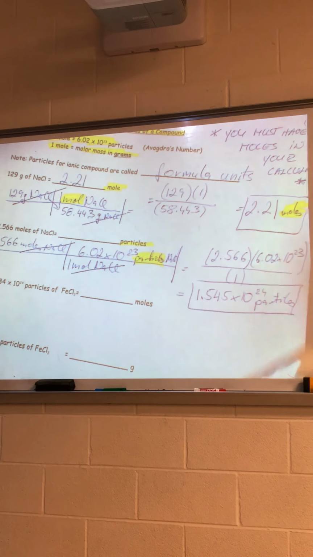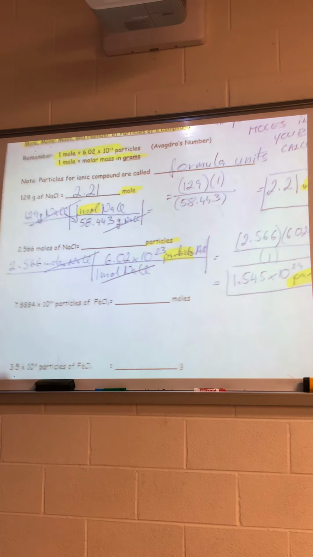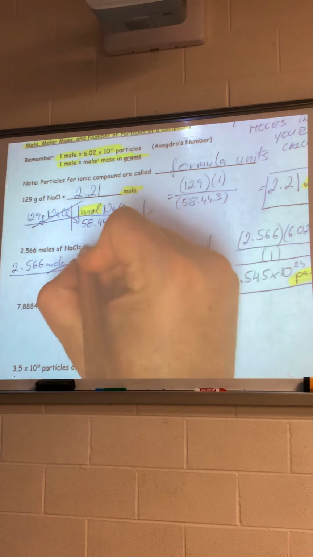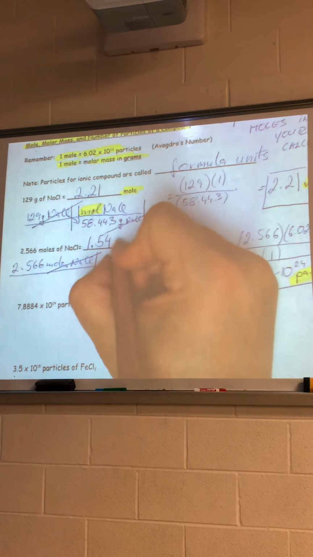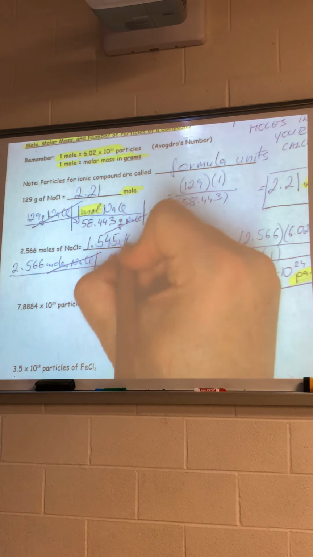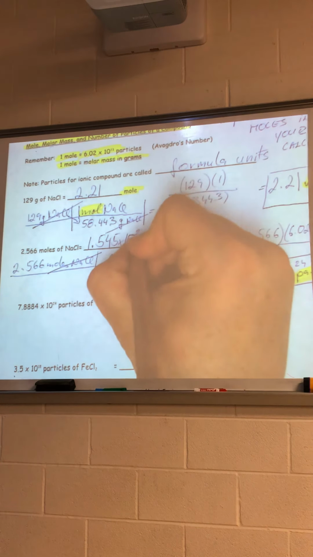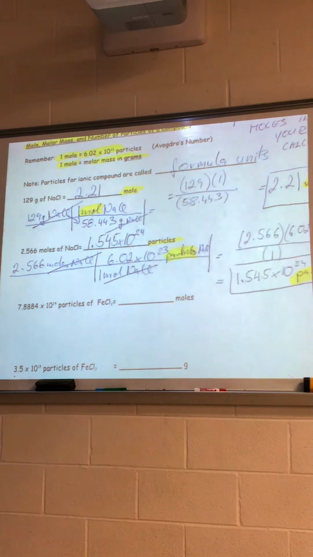And what you want to do is make sure you include the correct unit in your answer. Okay? What does it say after 1.54? I'm going to rewrite it. Times 10 to the power 24. Alright?